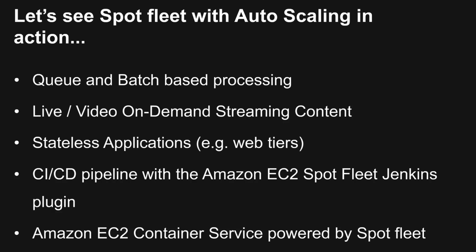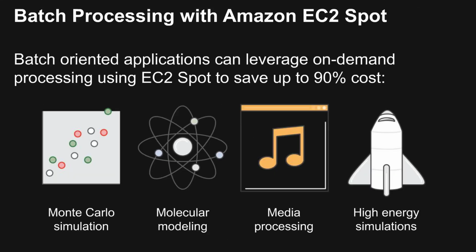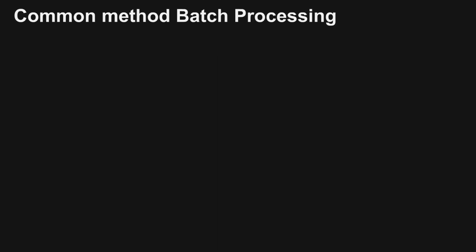All right, so let's just take a quick look at some different architectures for running your Spot fleet with auto scaling. Right, the first is batch processing. Right, we have 4 different potential batch workloads here. There are many others than this. These are workloads that we see happening and running often on top of the spot market. Right, Monte Carlo simulations, molecular modeling, media processing, and high energy simulations. These are all fantastic options for doing batch processing type workloads to still achieve 90% savings off of on-demand cost.